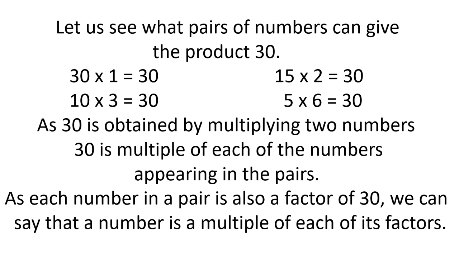Thus, 30 is multiple of 1, 2, 3, 5, 6 and 30. As each number in a pair is also a factor of 30, we can say that a number is a multiple of each of its factors.